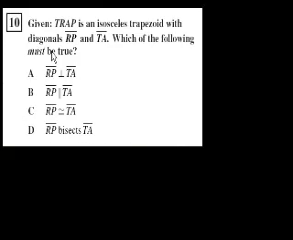Okay. Given trap, that already makes me worried. All right. Given trap is an isosceles trapezoid with diagonals RP and TA, which of the following must be true? Okay, let's see what we can do here. An isosceles trapezoid means that the two sides that lead up from the base to the top side are equal, kind of like an isosceles triangle.